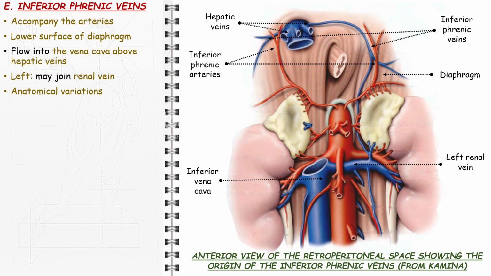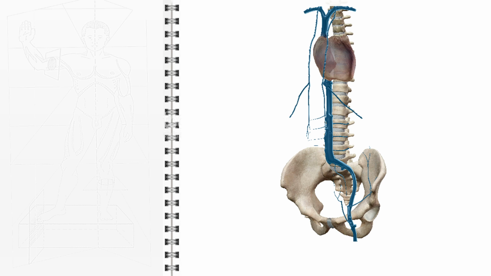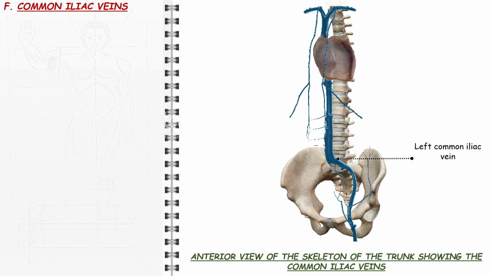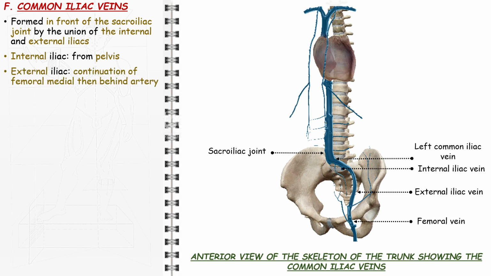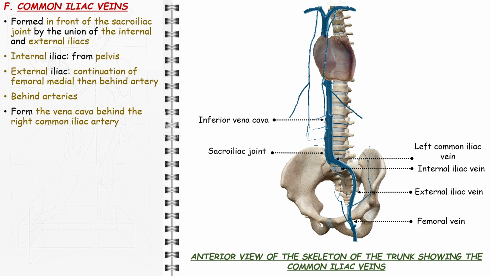double with different destinations. Each common iliac vein is formed in front of the sacroiliac joint by the union of the internal iliac vein from the pelvis and the external iliac vein, the continuation of the femoral vein, which enters the abdomen on the medial side of its corresponding artery and runs along the pelvic brim behind the artery. The 2 common iliac veins continue upwards behind their arteries to unite to form the vena cava behind the right common iliac artery. Because the vena cava is to the right of the midline, the left common iliac vein is longer than the right.